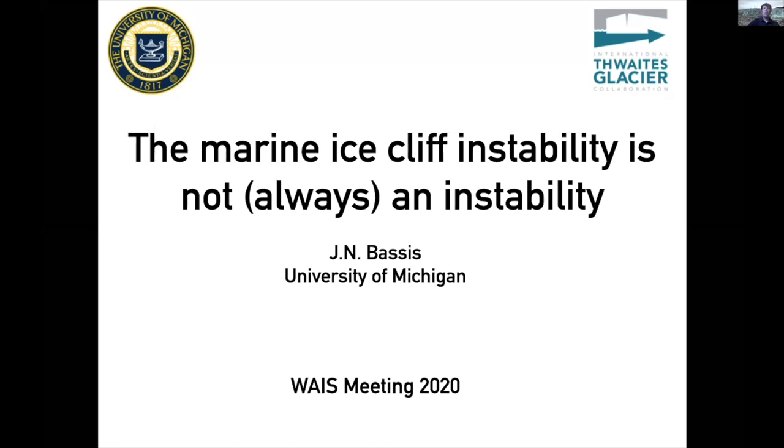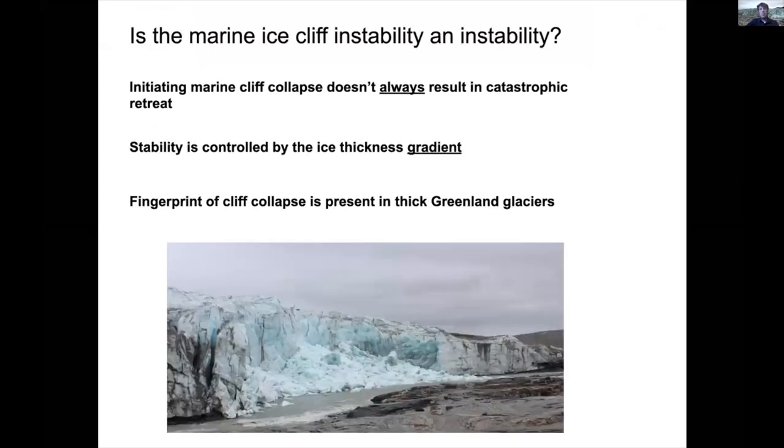So what I want to talk to you a little bit about is the marine ice cliff instability. And what I really want to point out is the marine ice cliff instability might not be as unstable as maybe we had necessarily been thinking. As I'm going through, I want you to keep in mind three things that I'm going to try and convince you of. The first is that initiating a marine ice cliff collapse doesn't always result in catastrophic retreat. It can, but it doesn't always result in catastrophic retreat.